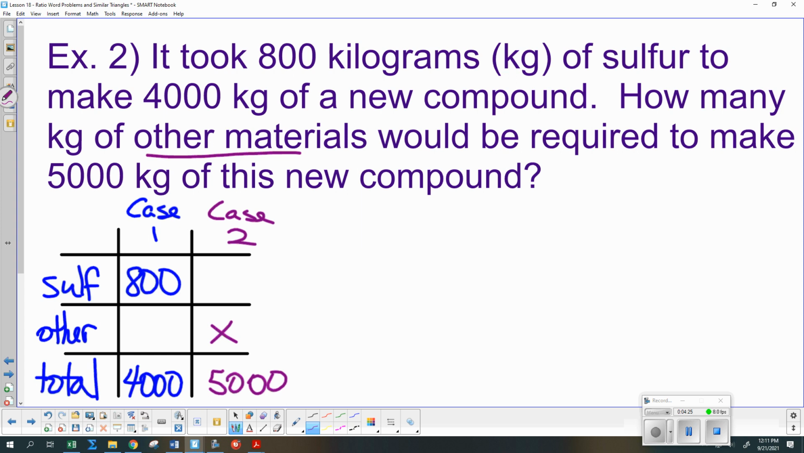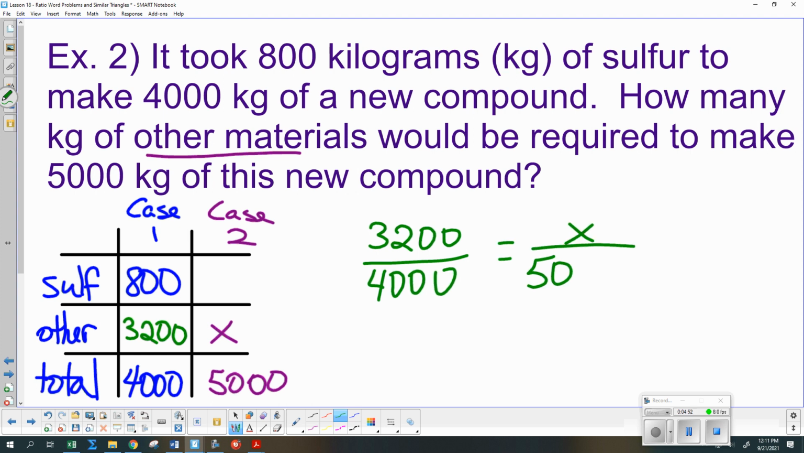And what do I get if I do that? You get 3,200. So does that make sense? If I start with 800 and I end up with 4,000, I'd have to be putting 3,200 of one other thing or a bunch of other things all put together. Doesn't really matter which. Now I don't need my top row. I can simply write down my 3,200 over my 4,000 equals x over 5,000. I can use those numbers just like they are if I want to when I enter that on the calculator.